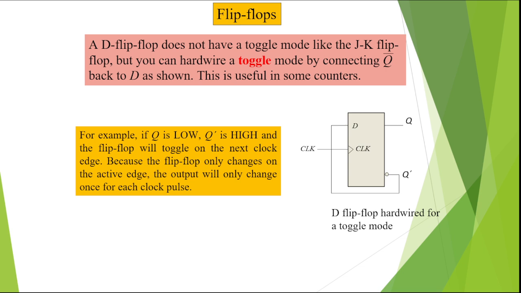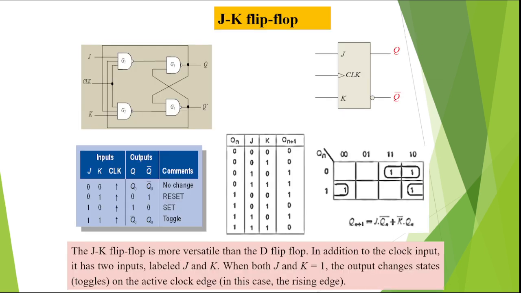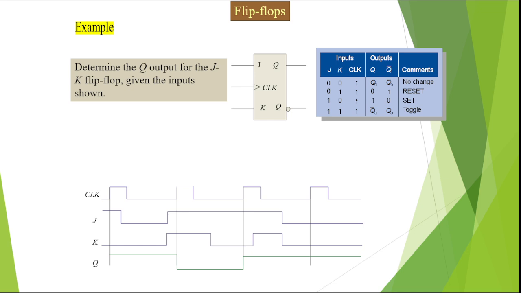Similar to the D flip-flop, we know another one called the T flip-flop. So the flip-flop's characteristics are edge-triggered flip-flop, master-slave flip-flop, propagation delay time. These are all the kinds of flip-flops. Similarly, in J and K, there is only one difference from S and R. 0 0, there is no change because it is the previous state. 0 1 is reset, 1 0 is set, 1 1 is normally invalid.